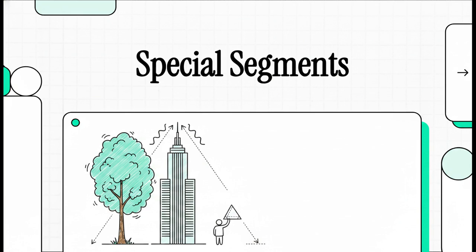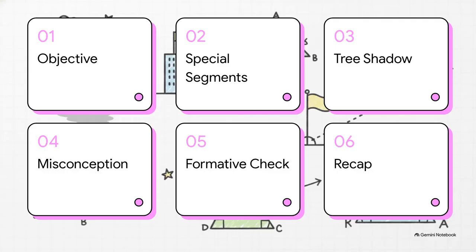We're diving into Grade 9 Geometry, Unit 3, Lesson 3, Special Segments, Proportions, and Indirect Measurement. Here's our quick roadmap for today. We'll start with our objective, the geometry of measurement, then jump into an explanation of special segments. After that, we'll tackle the tree shadow problem as an example, clear up a common misconception about medians versus altitudes, do a quick formative check to find the length, and wrap it all up with a recap on segments, proportions, and measurement. Let's get right into it.